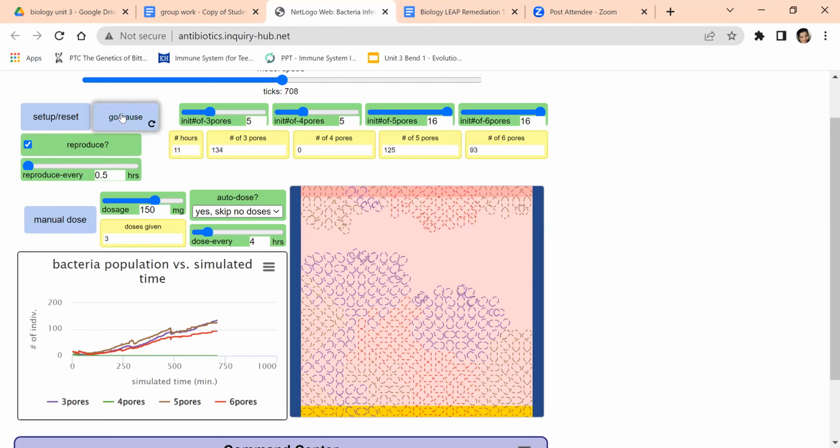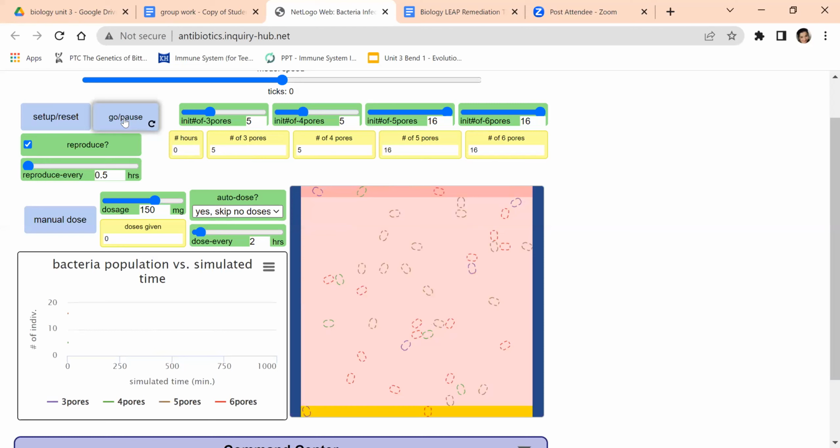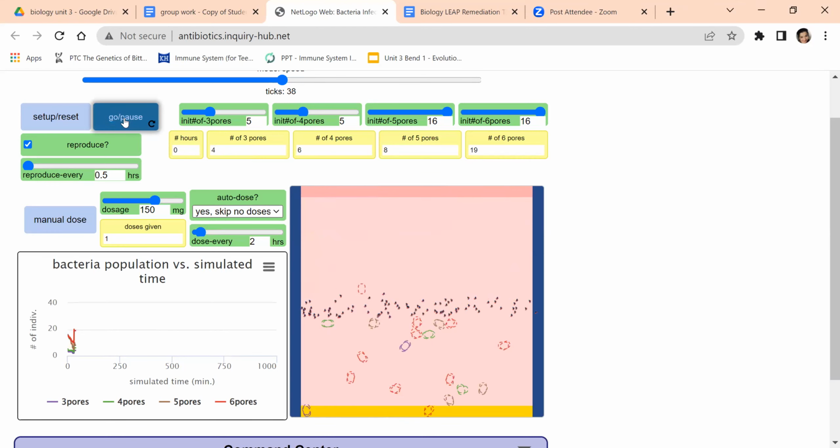Okay, let's pause. Okay, so we still are having a hard time getting rid of the 5 pore and the 6 pore, but even with only 5 of these purple ones to begin with, they just keep on growing. And so you can see how over time, eventually this red line is going down. The brown line is starting to turn down here. Let's dose a little bit more frequently, every 2 hours. See what happens. I want you to see.